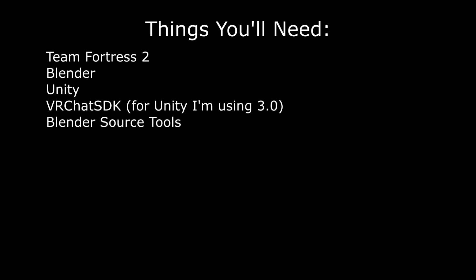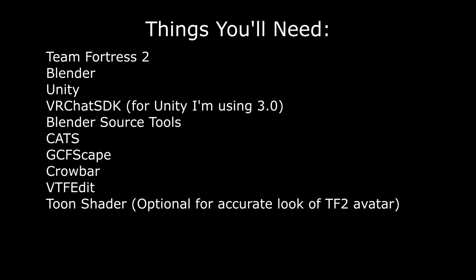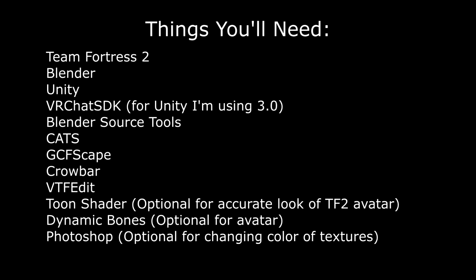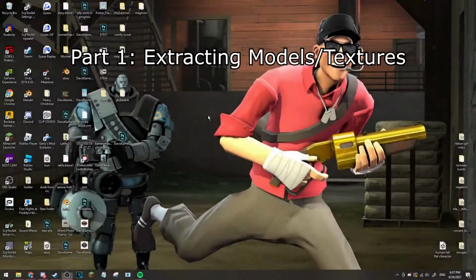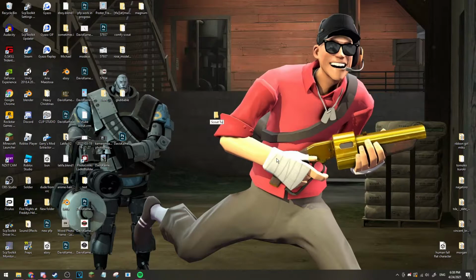The things you'll need before we start are the following: Team Fortress 2, Blender, Unity, VRChat SDK, Blender Source Tools, CATS, GCFscape, Crowbar, VTF Edit, Toon Shaders, Dynamic Bones, Photoshop, and Source Filmmaker. We're going to make a folder for all the models and textures to go into. To start off, let's start with extracting the files from Team Fortress 2.